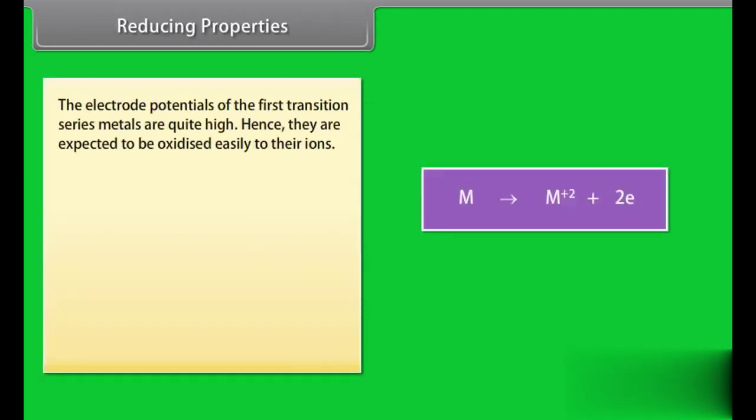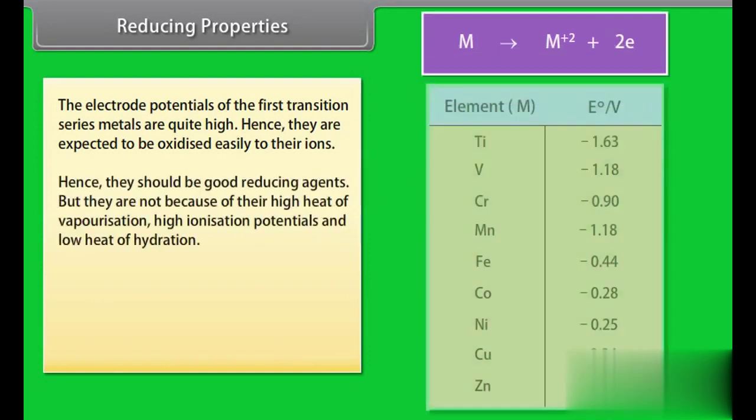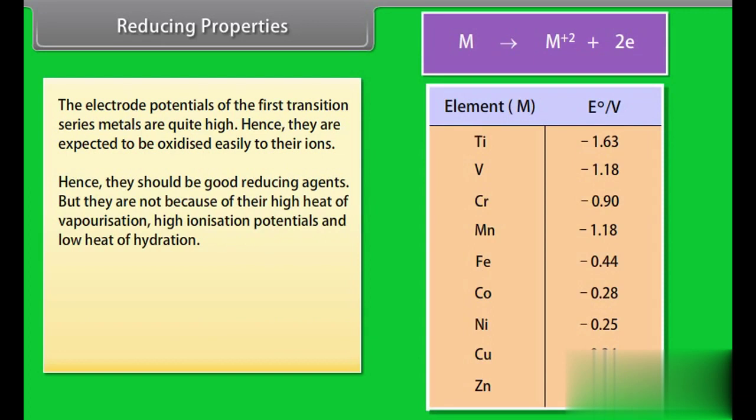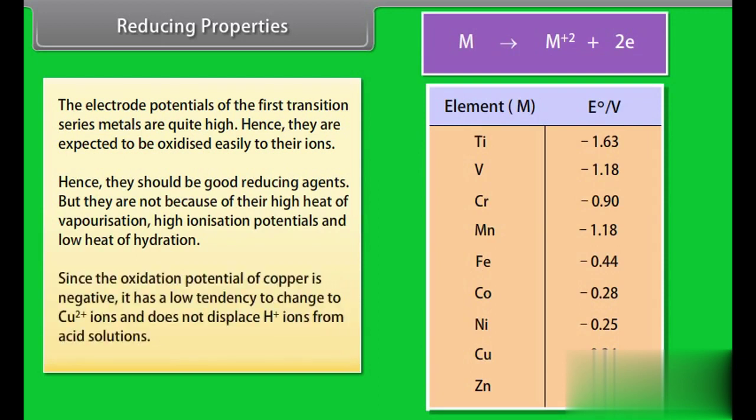The electrode potential of the first transition series metals are quite high. Hence, they are expected to be oxidized easily to their ions. Hence, they should be good reducing agents. But they are not, because of their high heat of vaporization, high ionization potentials, and low heat of hydration. Since the oxidation potential of copper is negative, it has a low tendency to change to Cu2+ ions and does not displace H+ ions from acid solutions.